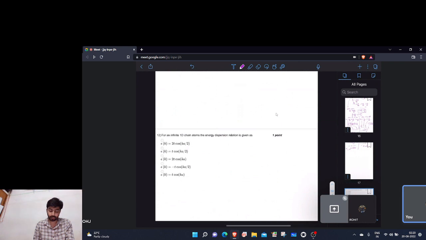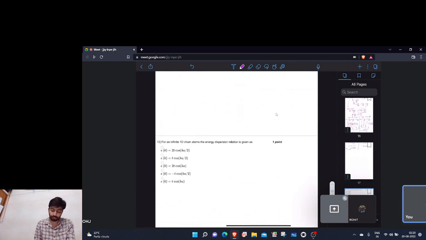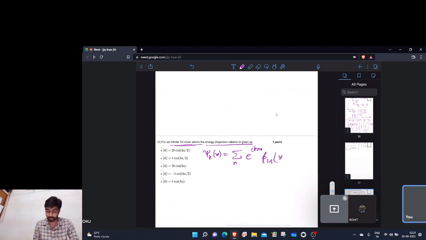Next question we have is, for an infinite one-dimensional chain of atoms, the energy dispersion relation is given as. Now for an infinite chain of atoms, infinitely one-dimensional chain of atoms, we can write the tight binding wave function for the system as summation over n of e to the power i k n a phi 1s (x minus n a).